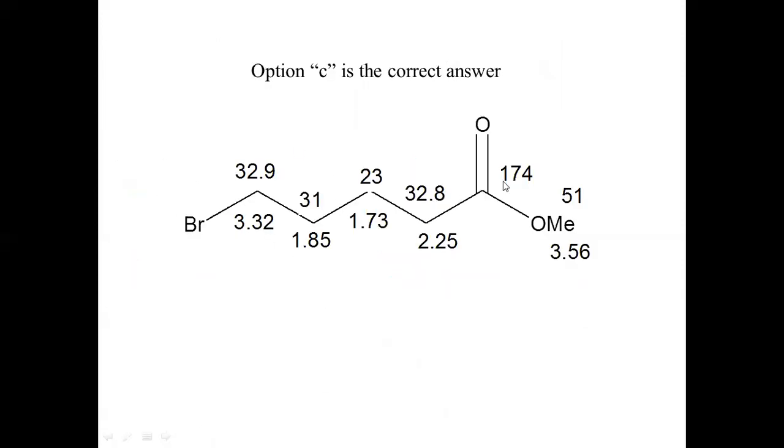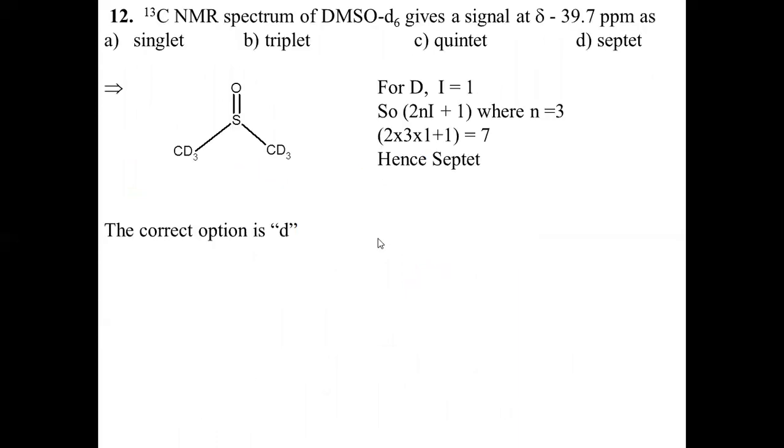Just see, these are the values which we have assigned for proton NMR and C13 NMR. Next is question number 12. Carbon 13 NMR spectrum of DMSO-D6 gives a signal at 39.7 ppm as a. So they have told you it is going to give only one signal and the delta value is also given, you only have to find out the splitting.